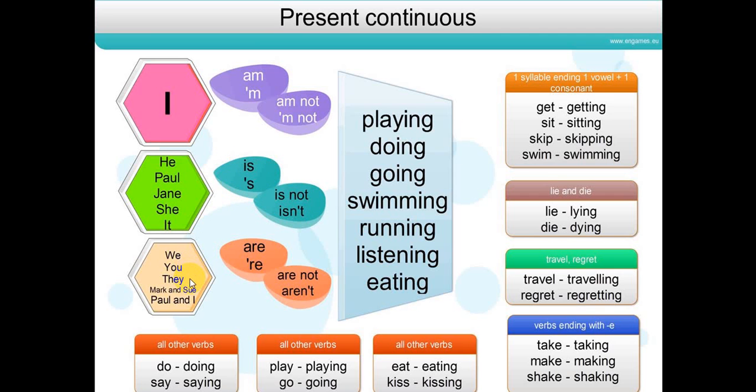We, you, they. For example, when I speak about two persons, for example, Mark, Sue, Paul and I, it takes are. We, you, they are, and the short form is 're. In negative we use are not, aren't. For example, we are listening. We are listening to the radio. You are running. You are running fast. They aren't playing.